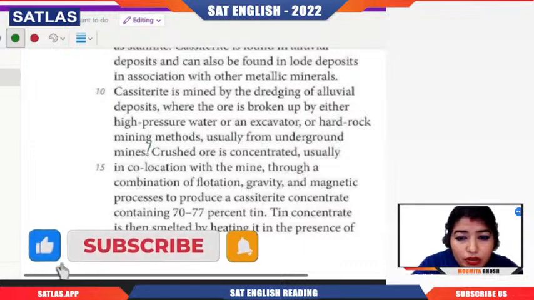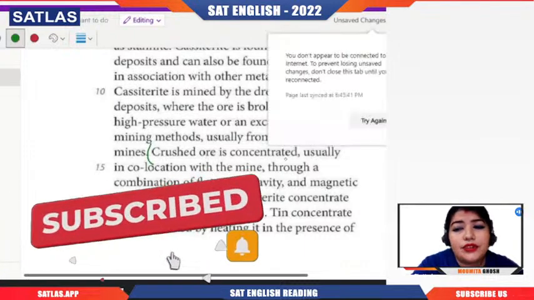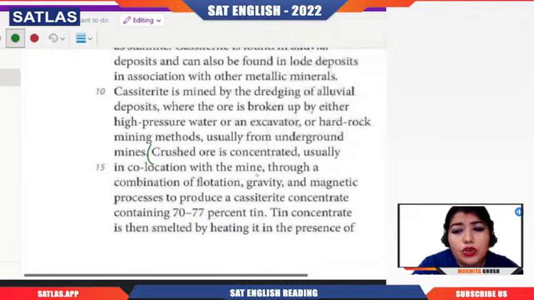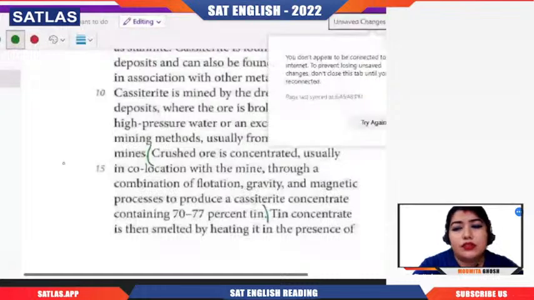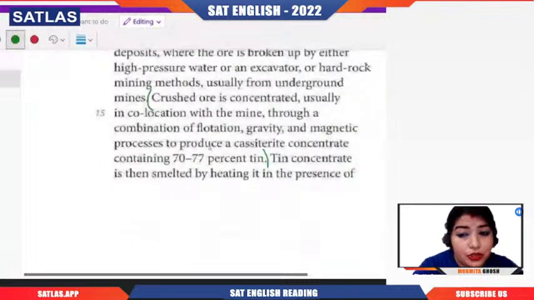Crushed ore is concentrated usually in co-location with the mine through a combination of flotation, gravity, and magnetic processes to produce a cassiterite concentrate containing 70 to 77% of tin. What do you think? 70 to 77% of tin. So what is the correct answer? So this was option A.